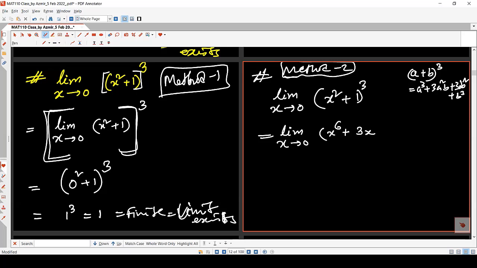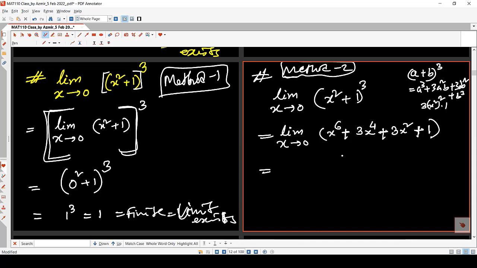a squared, that means x squared times another x squared, so it will be x power 4. That means 3a squared b is 3x power 4, with b being 1. Then plus 3ab squared, that is 3x squared times 1, and plus b cubed, that means we have 1. Now we can apply the sum property because we have summation.